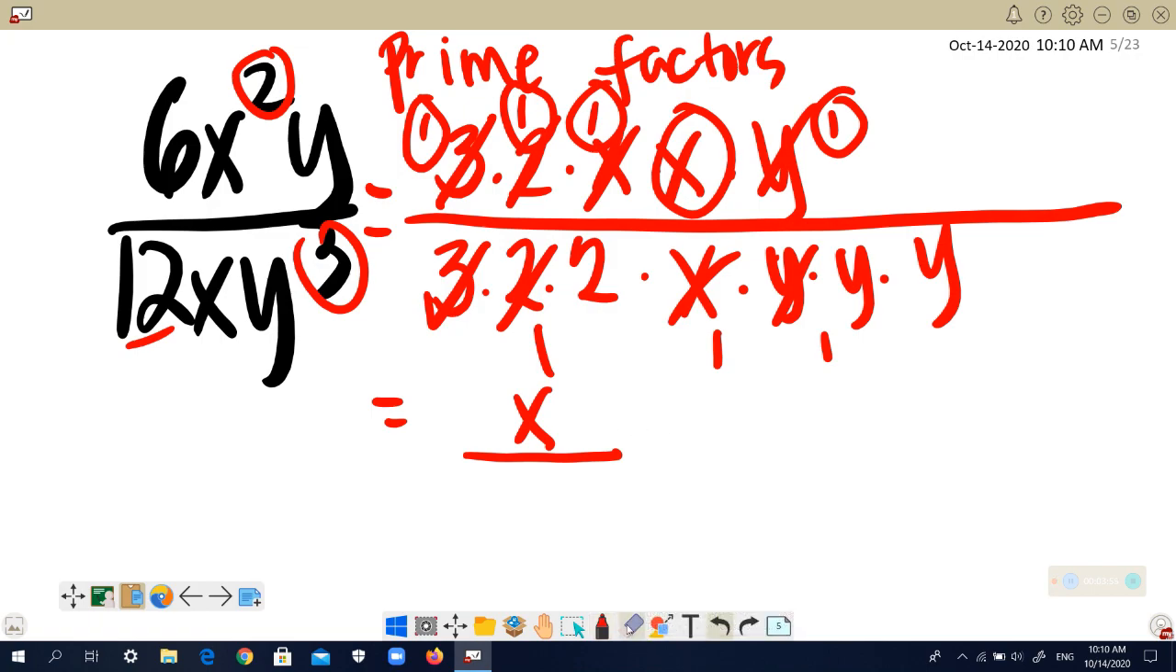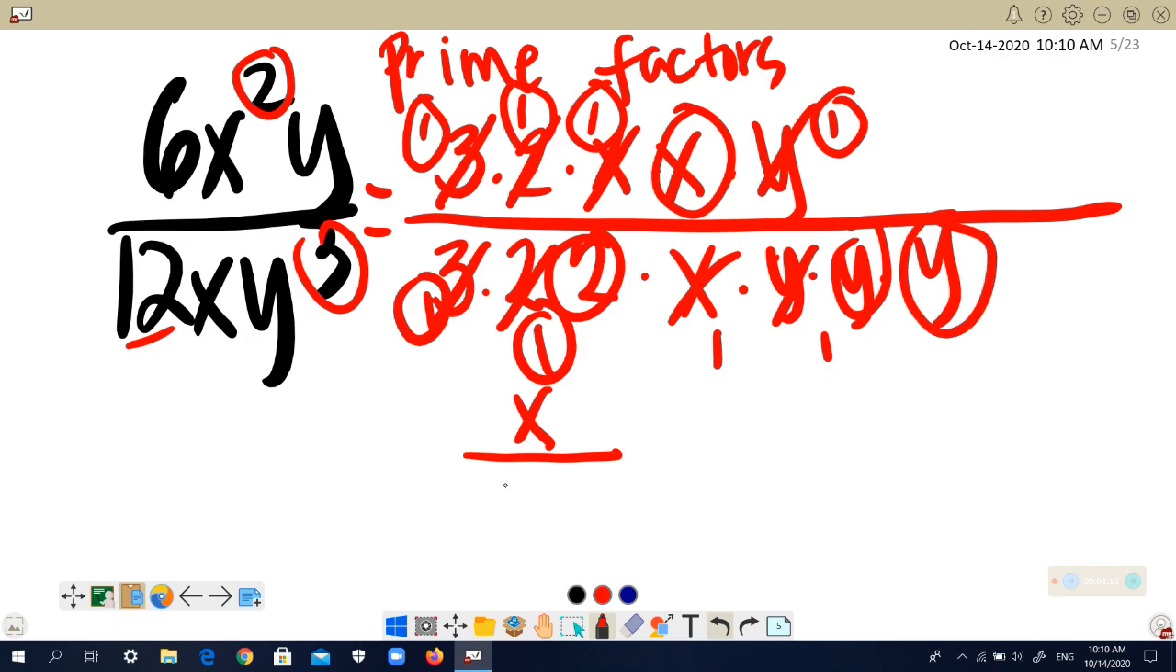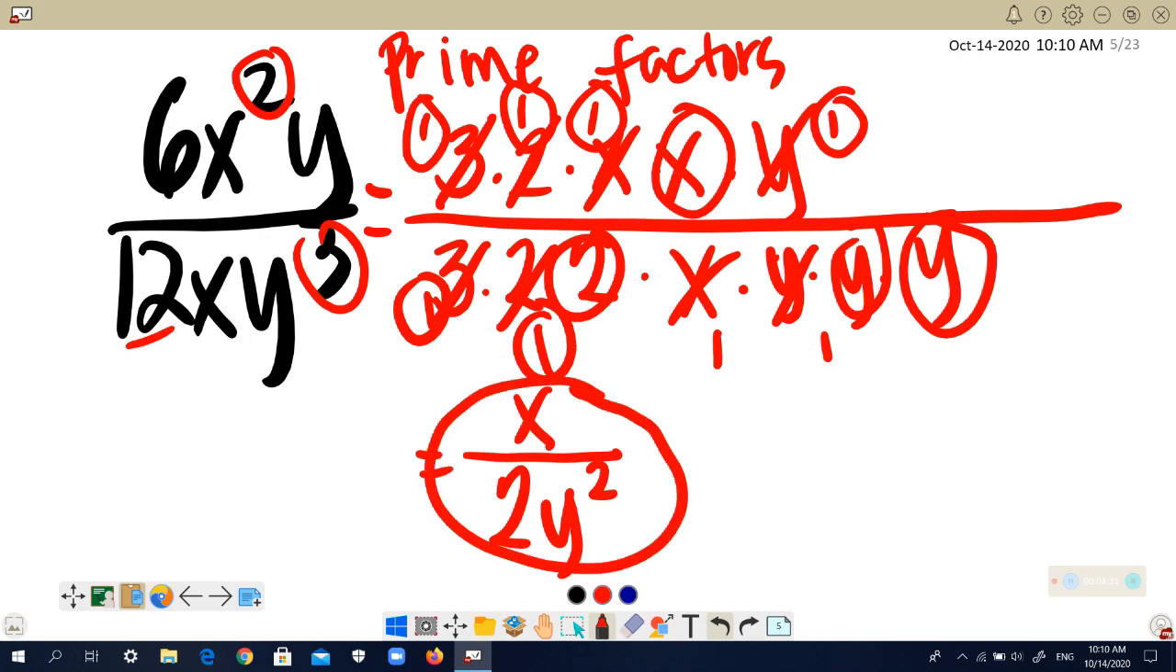So, on the denominator, let me remove this. On the denominator, we have 1 times 1 times 2 times y times y, which is equal to 2y squared. So, that's why the simplest form of this is x over 2y squared. So, that is with the use of the long method.